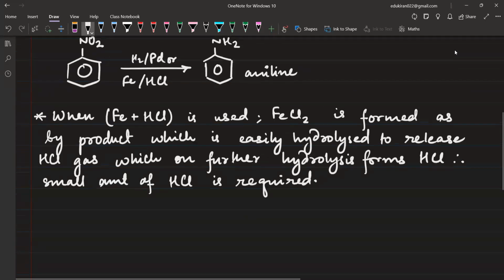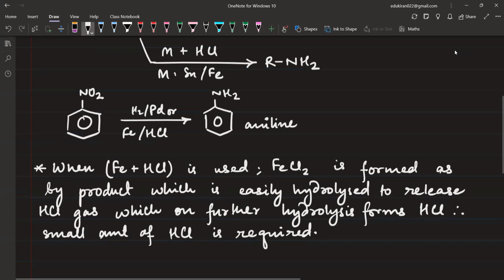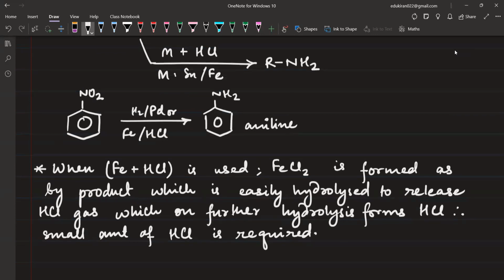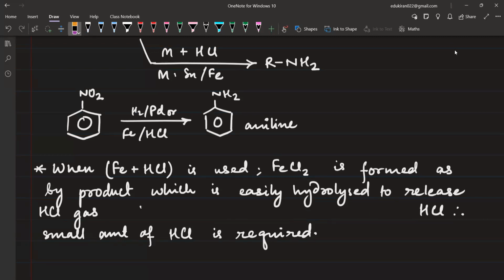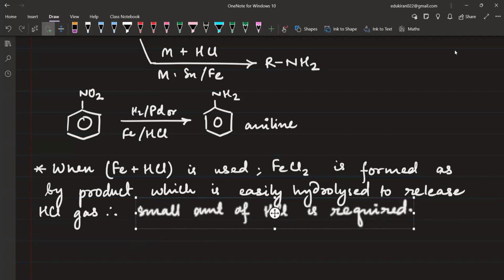So they asked generally why Fe plus HCl is a preferred method of preparation for amines. Because when Fe plus HCl is used, FeCl2 is formed as byproduct, which is easily hydrolyzed to release HCl gas. Therefore, a small amount of HCl is required. I think I repeated this word, so you don't need to write it again. Please fix this.